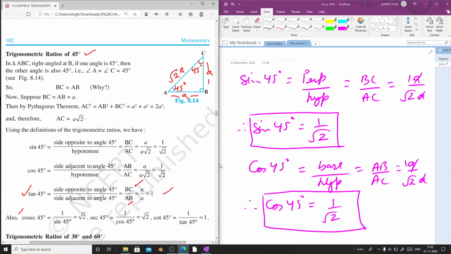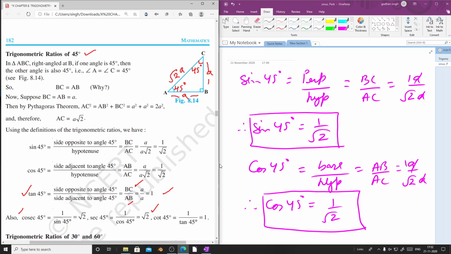Next, how can we find the value of sec 45 degree? Sec theta is the reciprocal of cos theta. So cos 45 degree we have obtained as 1 by root 2. Therefore sec 45 degree will be reciprocal of 1 by root 2, that is root 2.